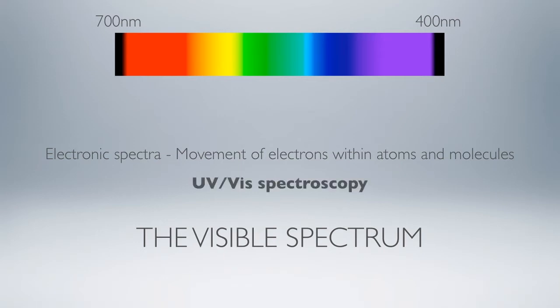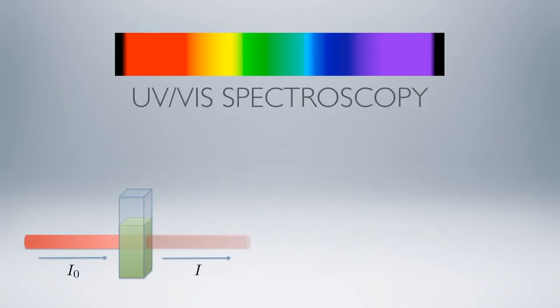This leads us to a tool called ultraviolet visible spectroscopy. Very, very simply, we take our sample and we shine a beam of light through it, and we look at how the intensity of the light varies as it passes through the sample. So we take the incident radiation, I0, and we relate it to the transmitted radiation, I.